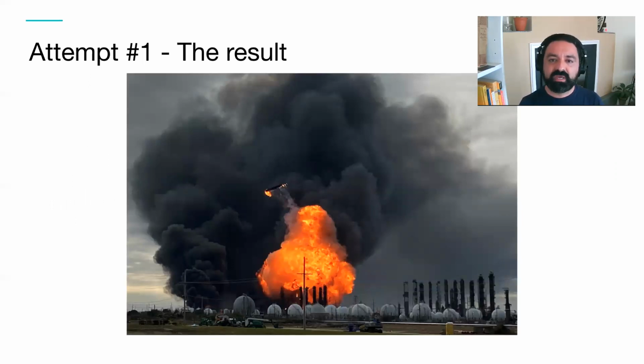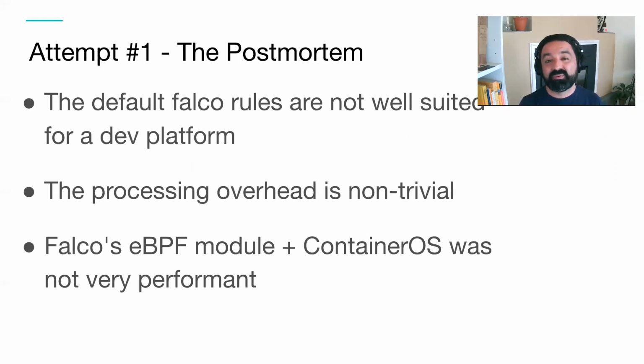Then we went through logs, we had a postmortem, and what happened? Well, the default rules of Falco were not that well suited for a dev platform. Falco notifies you about things developers do a lot, like doing an exec on a pod, changing the content of a container. That's something that with Okteto is part of the flow. That didn't really work out.